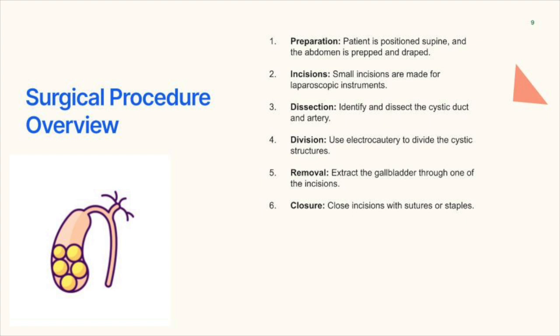5. Removal: extract the gallbladder through one of the incisions. And lastly, 6. Closure: close the incisions with sutures or staples.